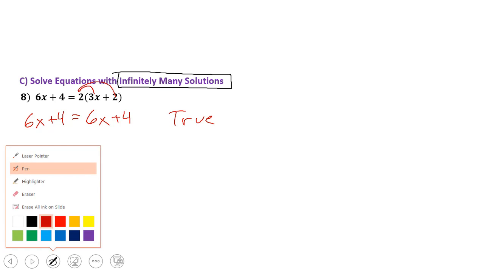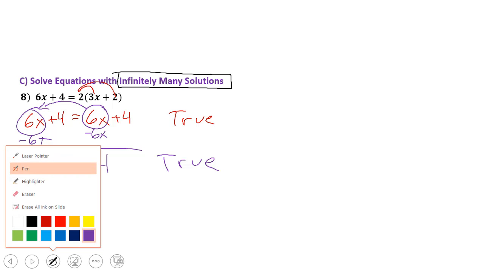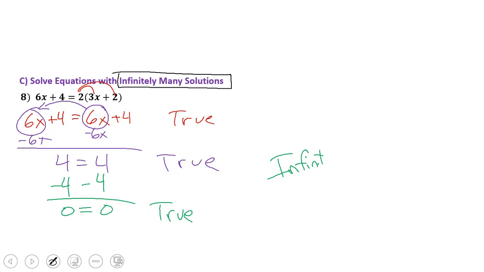Going further, combining like terms, if I move this 6x over and combine it with that 6x, I'm going to subtract 6x. And I'm left with 4 equals 4. Well, that's true. If I take it even further and I subtract 4 from both sides, I get 0 equals 0. Well, that's true. I wanted to point out 0 equals 0 is infinite solutions.